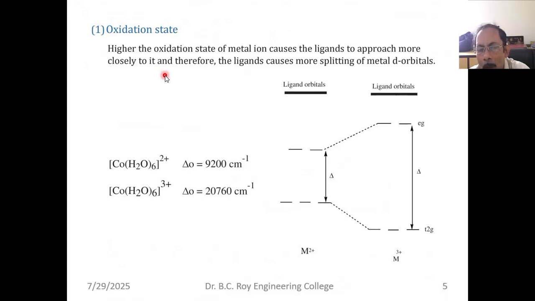So accordingly, for the cobalt(II) state, the lower oxidation state, the splitting energy is found to be 9200 centimeter inverse equivalent. Whereas for the 3 plus ion, the delta O, meaning octahedral splitting energy, is 20760 centimeter inverse, which is much higher. So for M2 plus and M3 plus, if you compare the splitting energy, this is quite less and this is quite higher.